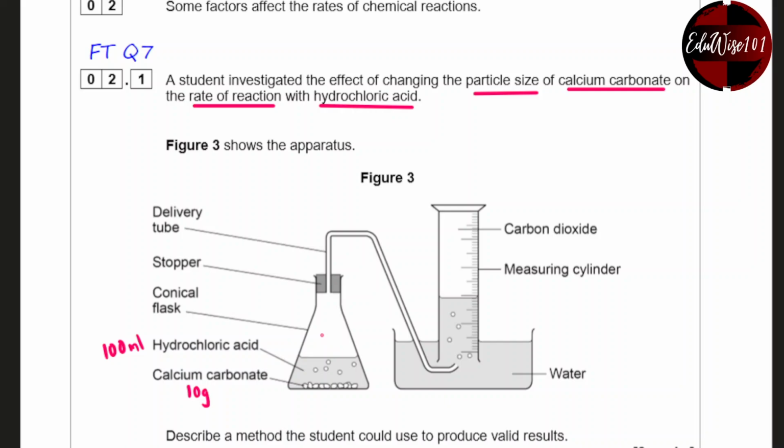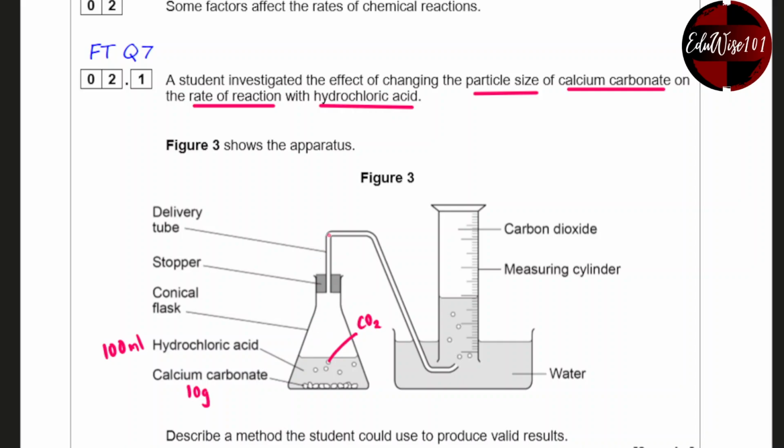You'd measure the acid and measure the calcium carbonate and add it to the conical flask, and as soon as you add it, you'd fit in the stopper, and during the reaction, the hydrochloric acid reacts with the calcium carbonate to form calcium chloride, carbon dioxide and water, and these bubbles are carbon dioxide gas that is being given out.